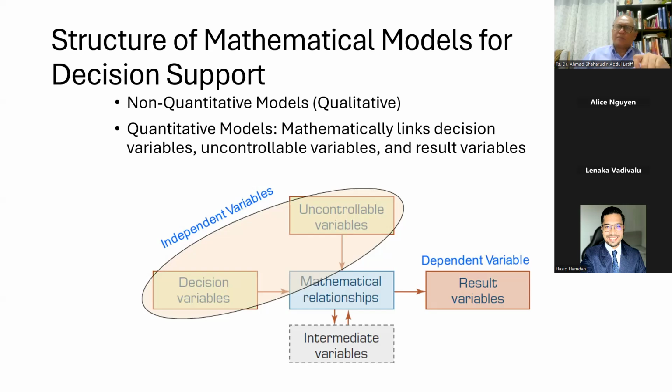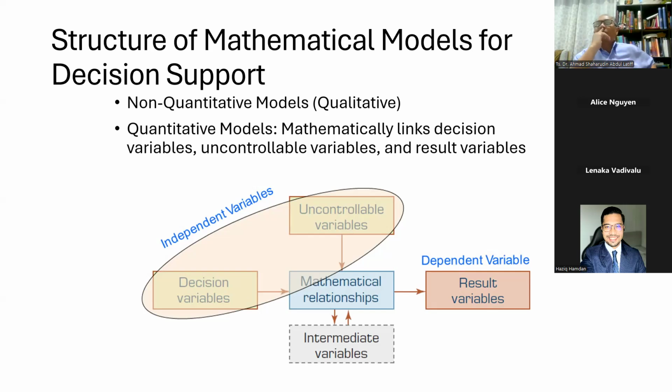Business research project, yeah? In business research methodology, BRM, you will learn about independent variables and dependent variables. But in this course, we are looking into the result variable, decision variables, and mathematical relationship. And then there are uncontrollable variables, and then there will be intermediate variables. What is the result? What is the decision variable?